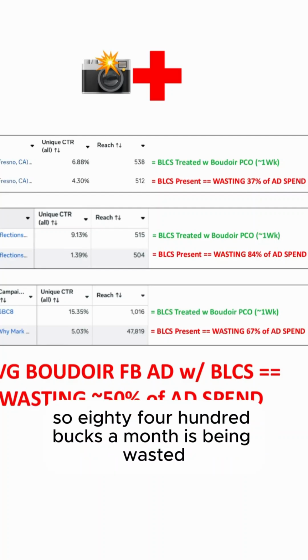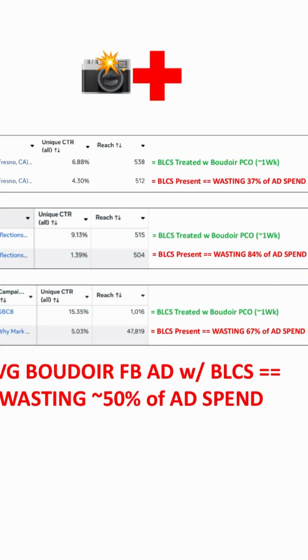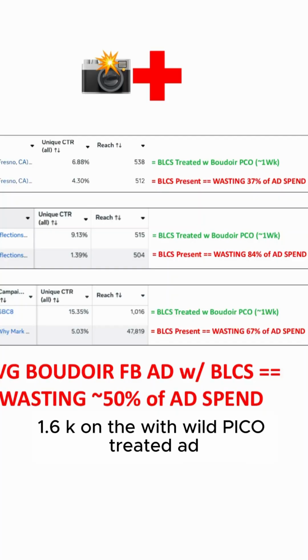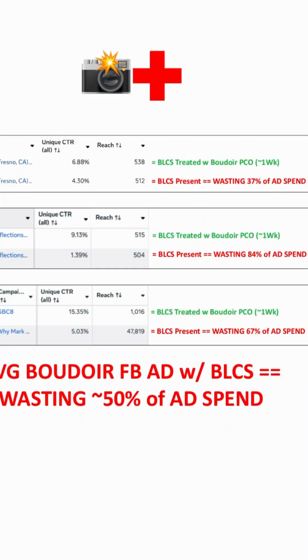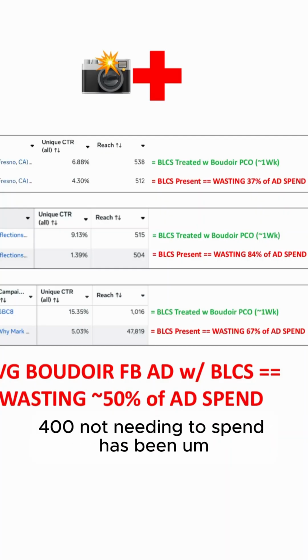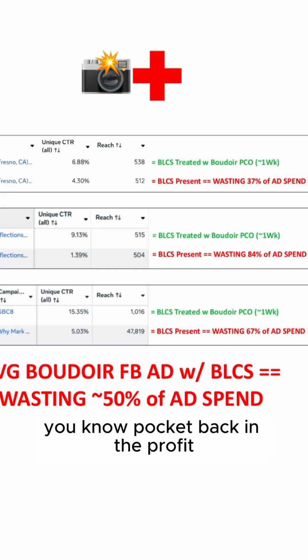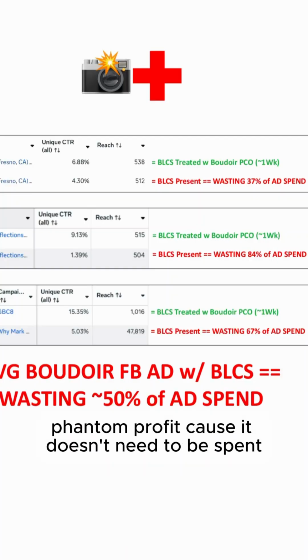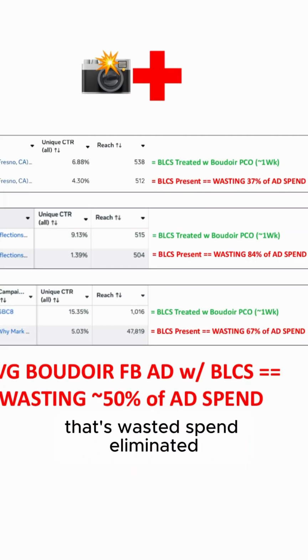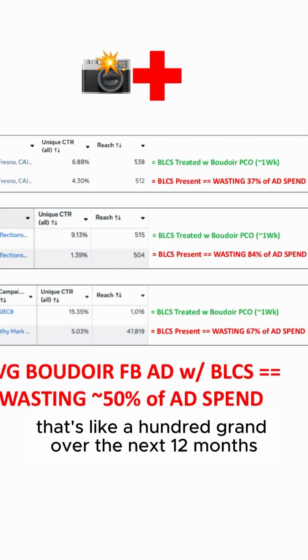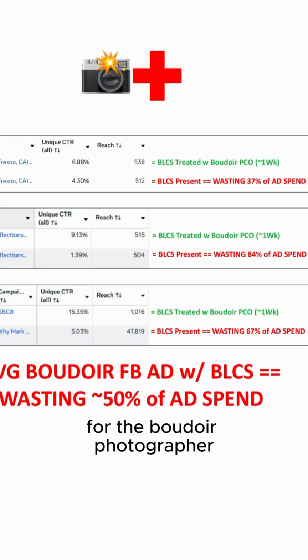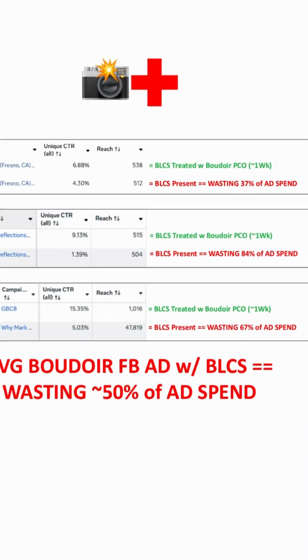percent was being wasted. So $8,400 a month is being wasted. So if they're spending 10 grand a month on the original, they now only have to spend 1.6K, from 10K to 1.6K, on the Boudoir Pico treated ad, and they'll get that into the same number of women's brains in both scenarios. So that 8,400 not needing to be spent goes back in the pocket, phantom profit, because it doesn't need to be spent. That's wasted spend eliminated. That's like 100 grand over the next 12 months for the boudoir photographer that's spending 10K a month in Boudoir Facebook ads.